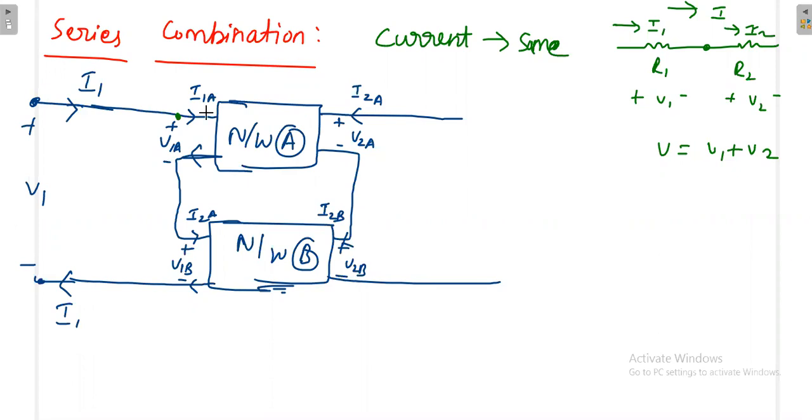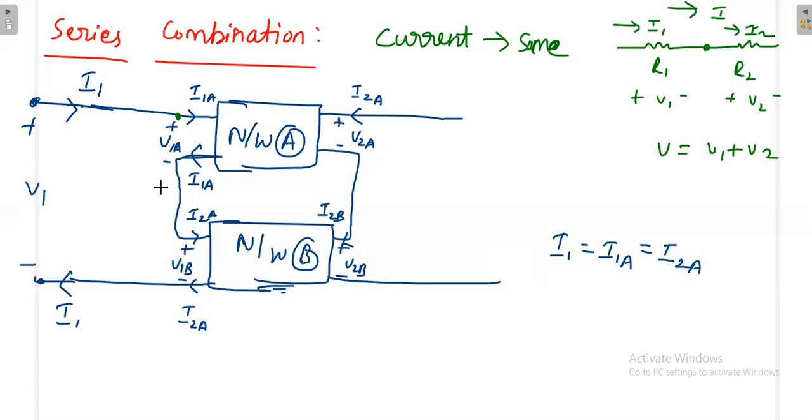Similarly, if I1A current flows here, you know KCL is applied at the node. KCL is even applicable for a network. If some current is entering the network, the same current has to leave the network. So this is I1A, this is also I1A, and this I1A is the same as I2A. Again this will leave outside, that is I2A. So finally I1 is equal to I1A, which is equal to I2A. That means the current in the network at the input side is the same.